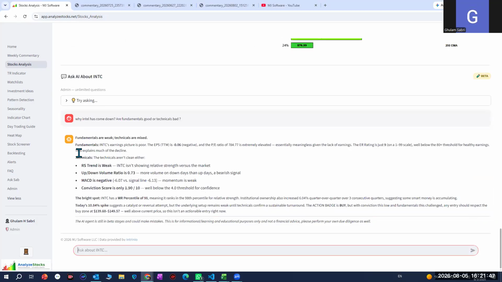And there: fundamentals are weak, technicals are mixed. Fundamental, Intel's earnings picture is poor. The EPS is negative on a trailing 12 month basis, and the PE ratio is 784.7, extremely elevated. I don't know whether this is good or bad. Anyway, it's essentially meaningless given the lack of earnings. The ER rating is just 9 on a 1 to 99 scale, well below the 80 plus threshold.